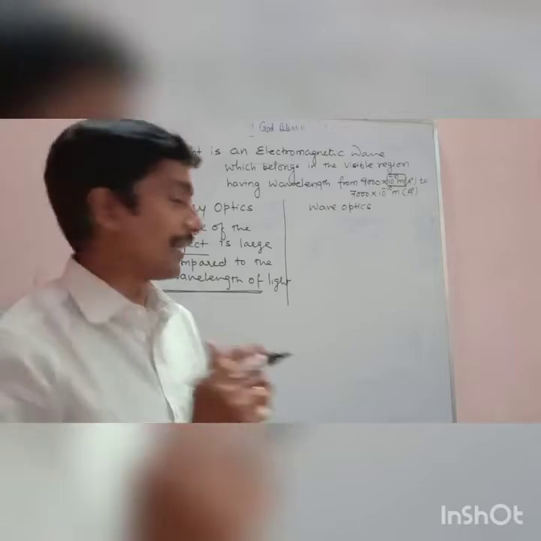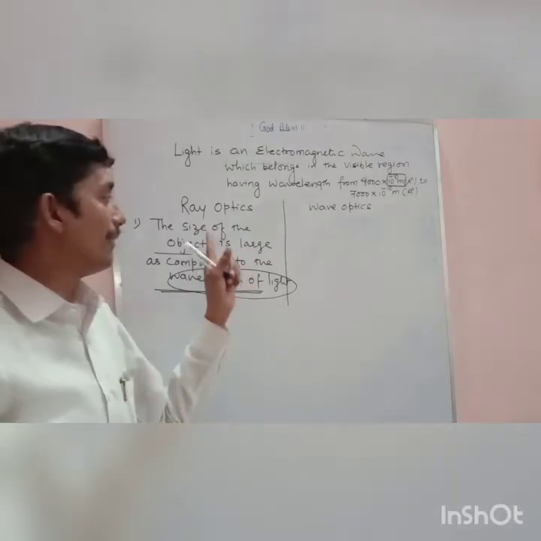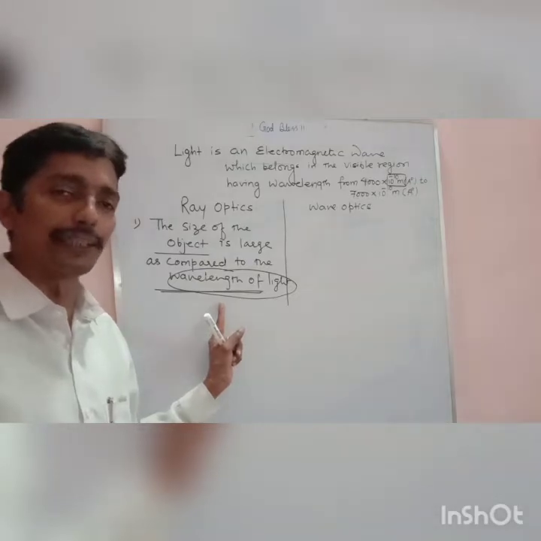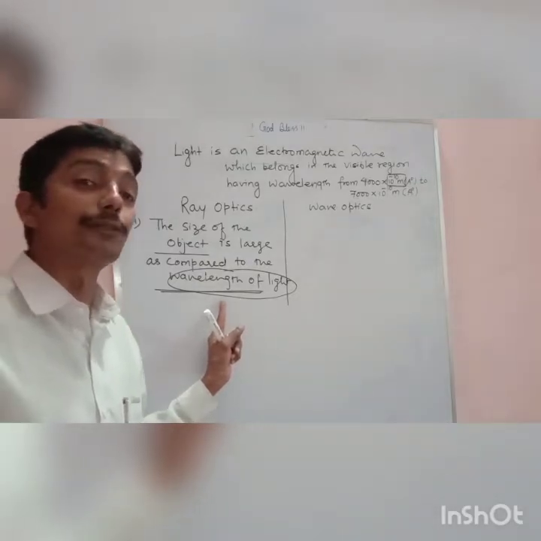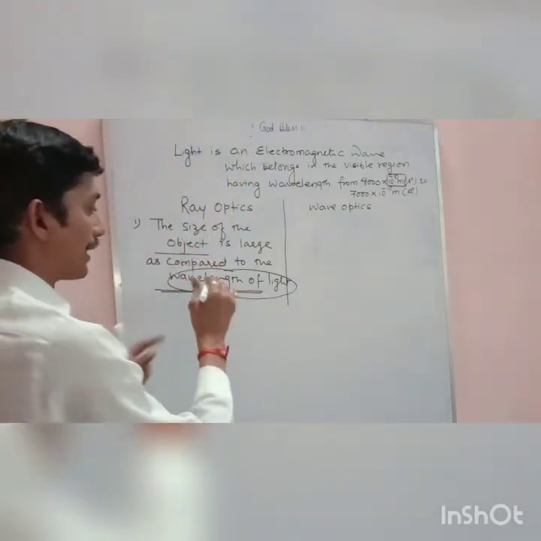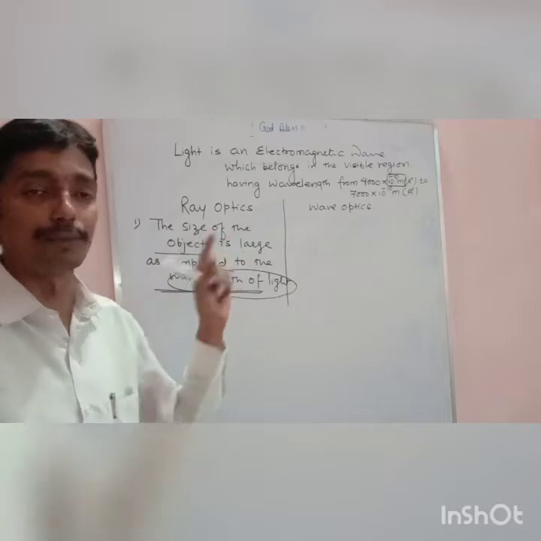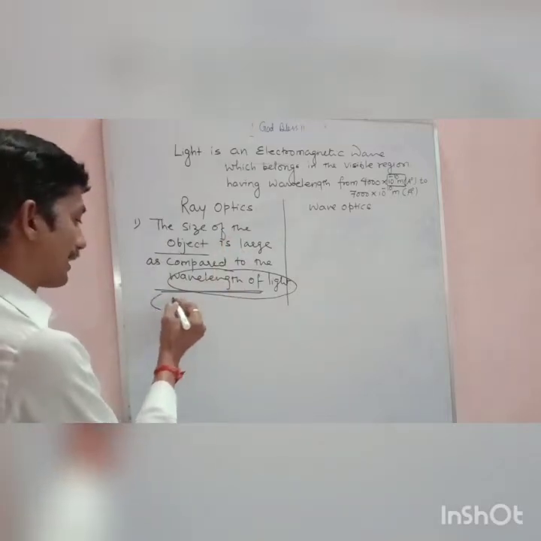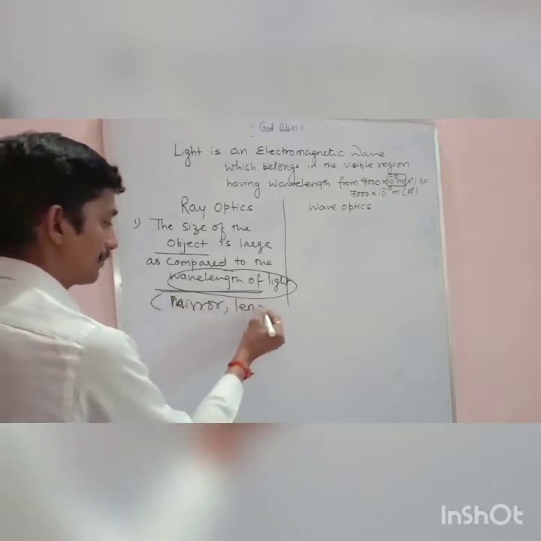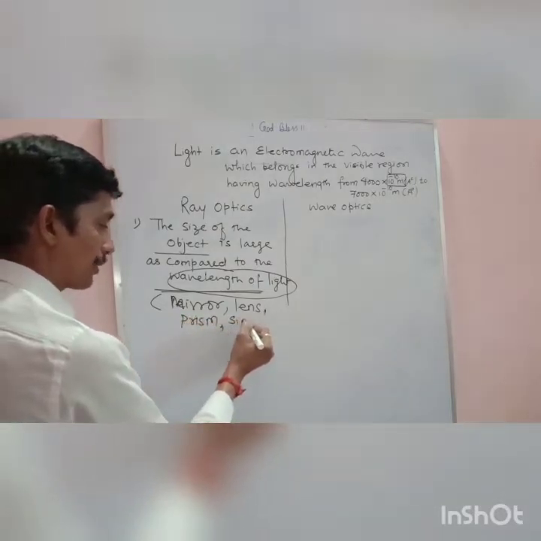This is very important, and how do you come to know that the wavelength of light is small? You can say it the other way around. When I write that the size of the object is large as compared to the wavelength of light, I can also say the reverse, that the wavelength of light is small as compared to the size of the object. And because of that, here we are studying mirror, we study lens, we study prism, we study simple microscope.